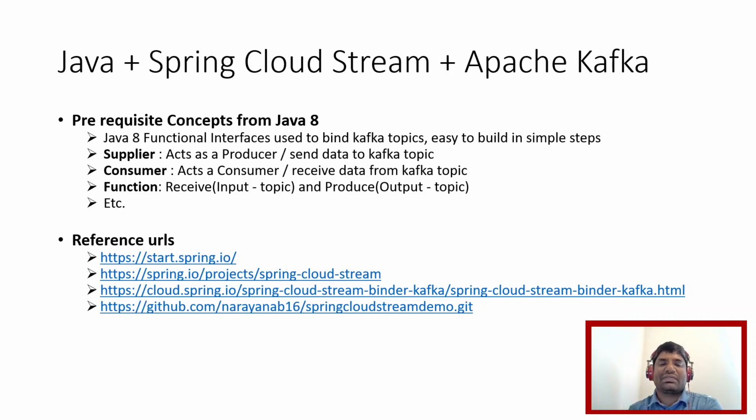The Consumer functional interface acts as the consumer, or receives data from the Kafka topic. Function is another. You can receive input on one topic, do processing, and then publish to another topic. Yes, that is also possible in our application. We can go ahead and do it.